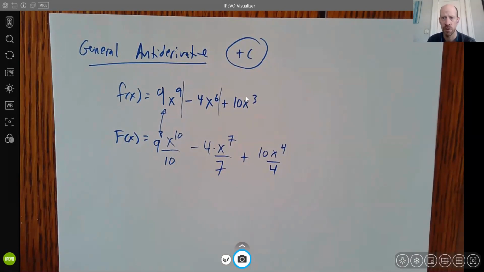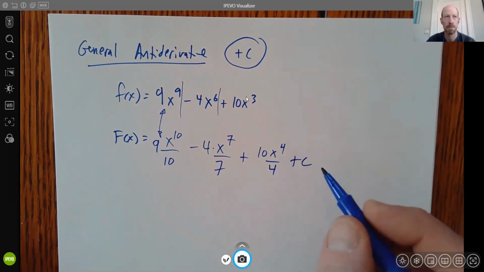And of course, if I put this in, what will happen? I'll get it wrong, right? Because what did I forget? Well, not finished, right? The plus c.